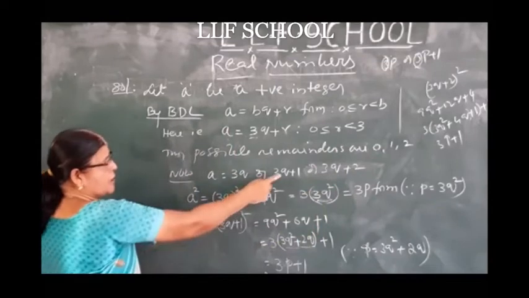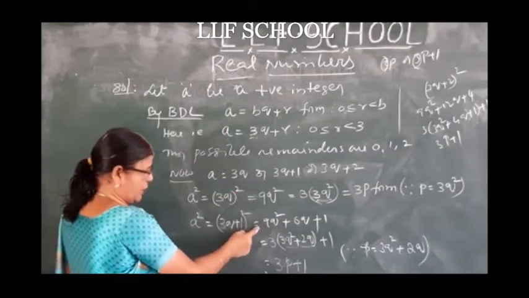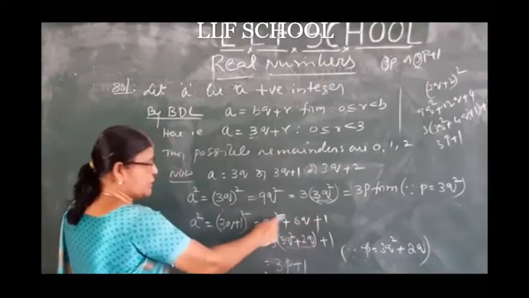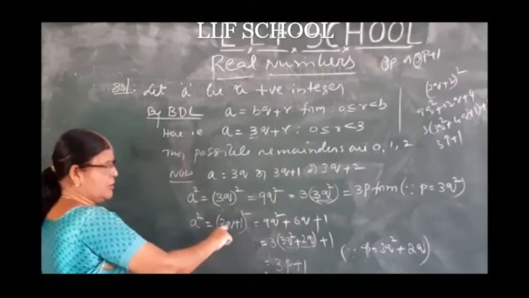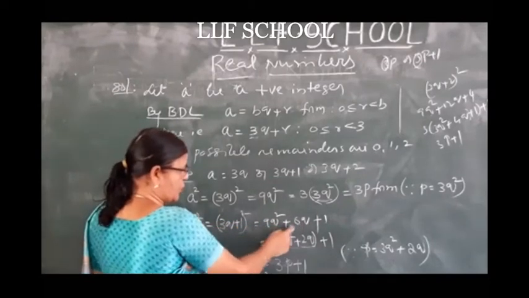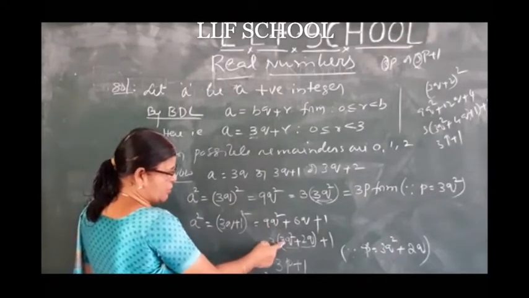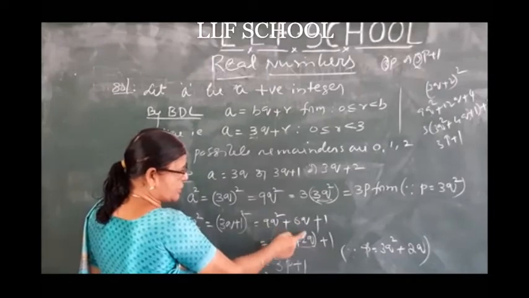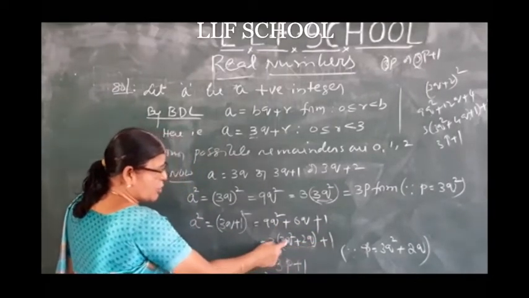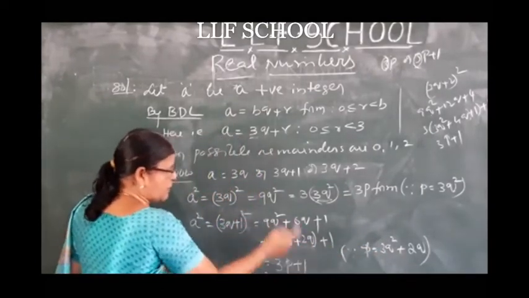Another number is 3q plus 1. a square is equal to 3q plus 1 whole square, which is equal to 9q square plus 6q plus 1, according to the a plus b whole square expansion. In the first two terms, the maximum common factor is 3. 3 divides 3q square, and 3 divides 6q, 2q times, plus 1. This within bracket, 3q square plus 2q, let it be some integer p. Then it is of the form 3p plus 1.